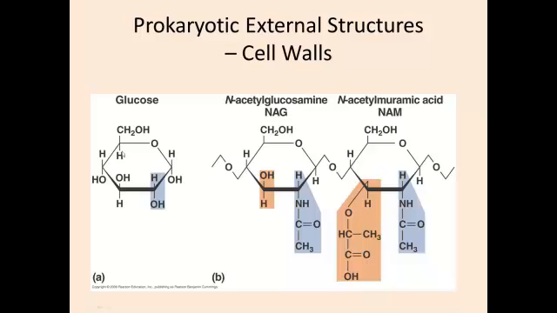So here's a diagram of glucose to give you some reference. The modified glucose units are N-acetylglucosamine, or NAG, and N-acetylmuramic acid, or NAM. See, on NAG, the hydroxyl group here on C2 is replaced with an amine group. On NAM, we have the amine group on C2, and we have a muramic acid on C3.